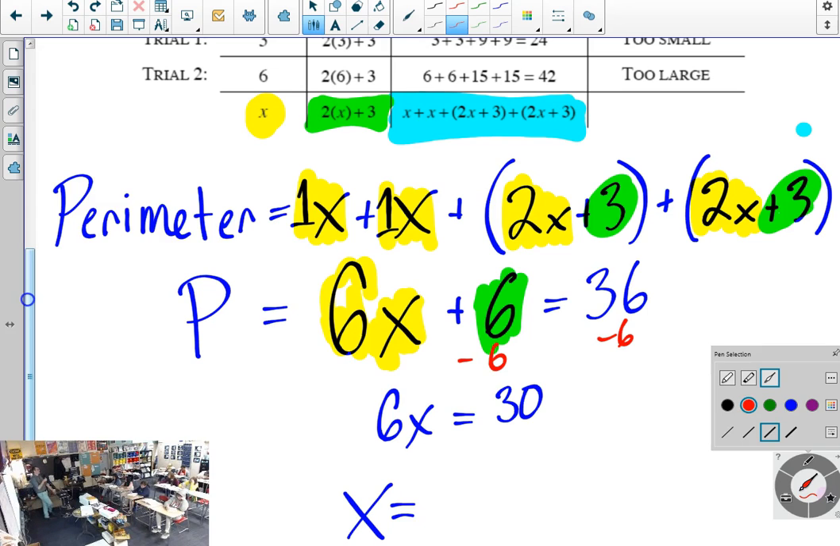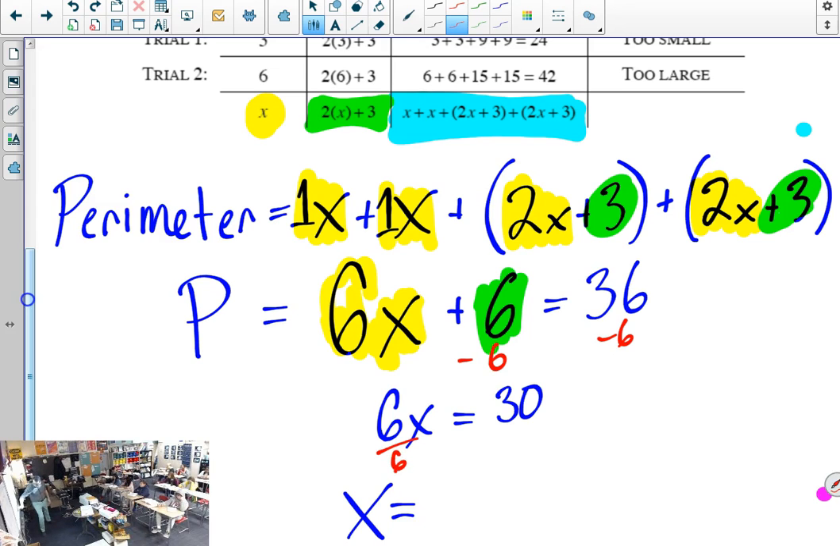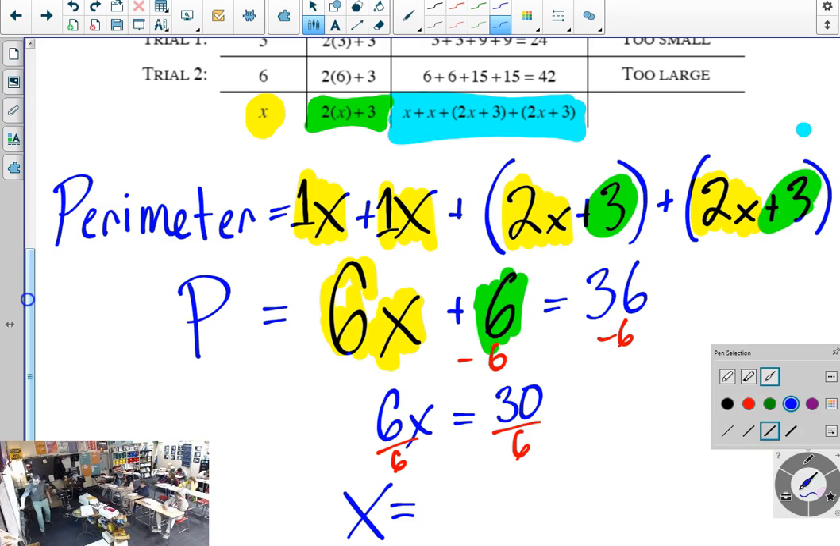If I have 6 times of what I want, what do I need to do to get what I want? Divide by 6. You're writing this out with us, AJ? I love that you know what you're doing, but I need you to have it written out. And that would tell me my width is 5.